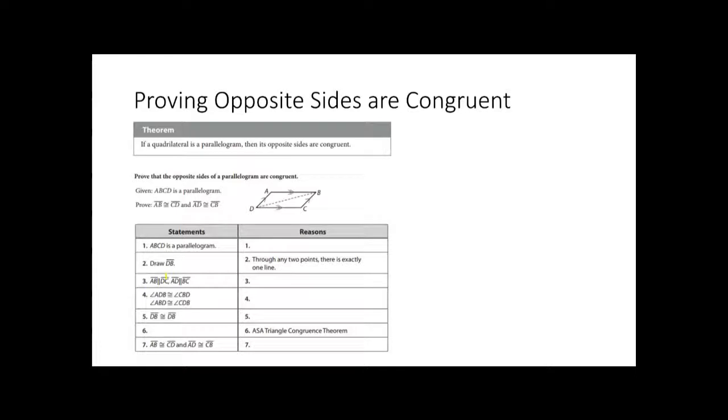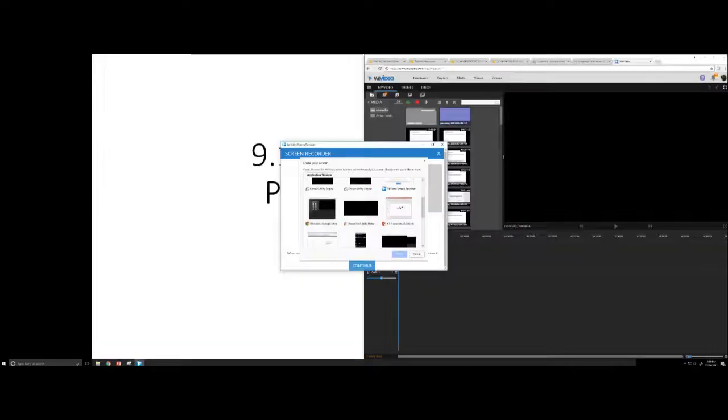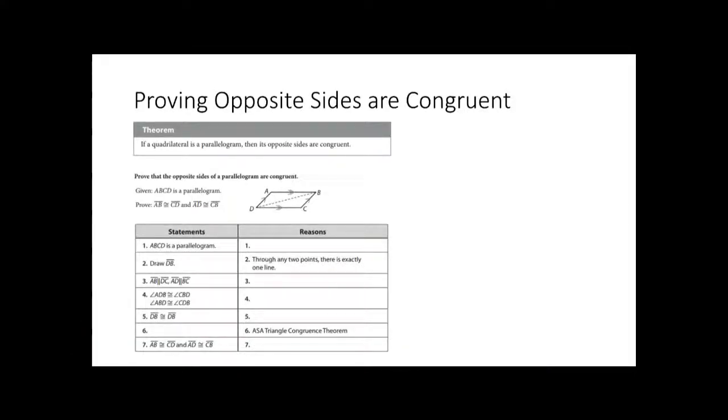All right, so proving opposite sides are congruent. I'm going to burn through this a bit, but basically the theorem states if a quadrilateral is a parallelogram, so they tell us right away that it's a parallelogram, then the opposite sides are congruent. So we're going to prove this. Now ABCD is a parallelogram, and we have to prove that AB is congruent to CD and that AD is congruent to CB. So first things first, they give us the fact that this is a parallelogram. So that's the first part of our proof.